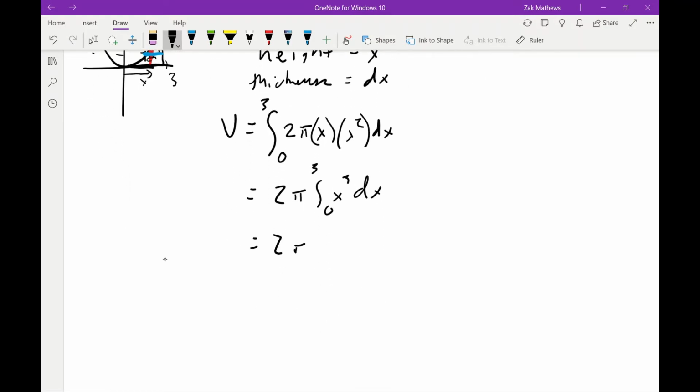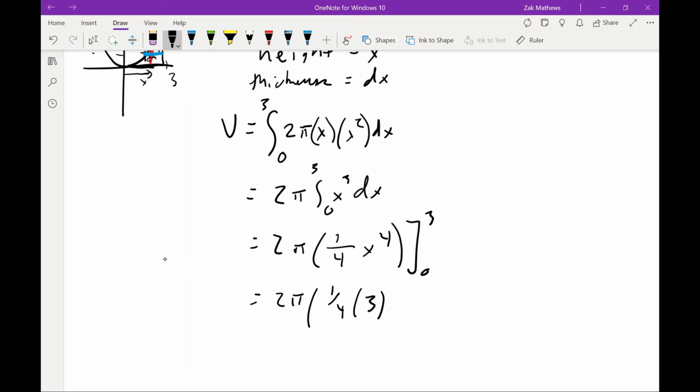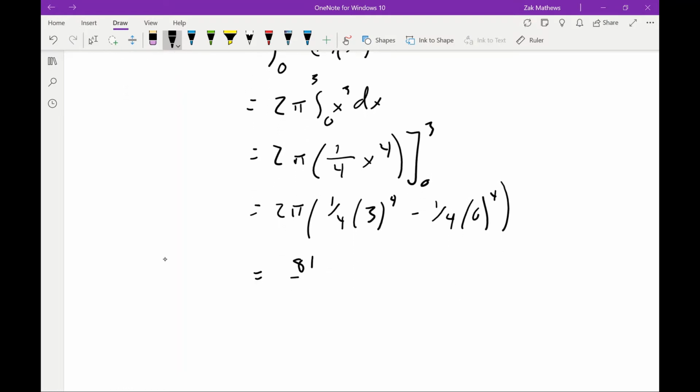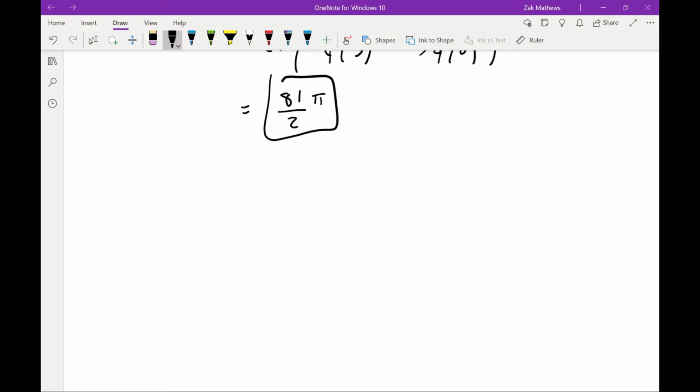And so we get 2 pi, and then the antiderivative of x cubed is 1 over 4 x to the 4th. We're going to evaluate that between 0 and 3. So I'm going to plug in my 3 first, 1/4, 3 to the 4th, minus 1/4, 0 to the 4th, which is just 0. And so 3 to the 4th is 81. 2 goes into 4 twice, and we still have our pi there. So 81/2 pi units cubed, because it is a volume. So that's a relatively simple one because we just revolved around the y-axis.